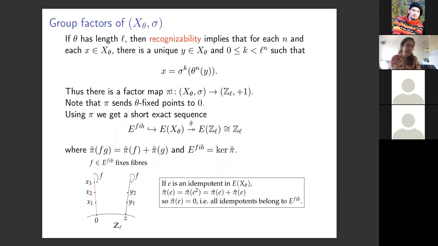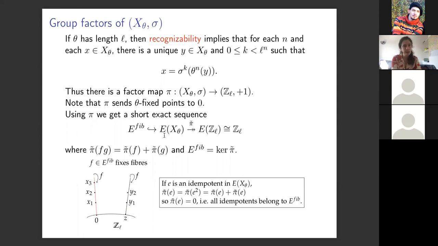So the map pi defines a semigroup morphism from the Ellis semigroup of X_theta into the Ellis semigroup of the rotation on Z_L. All right. So that's pi tilde here. It's a semigroup morphism. Now, I said earlier that Ellis semigroups of rotations are very simple. In fact, they're algebraically isomorphic to the group itself. All right.